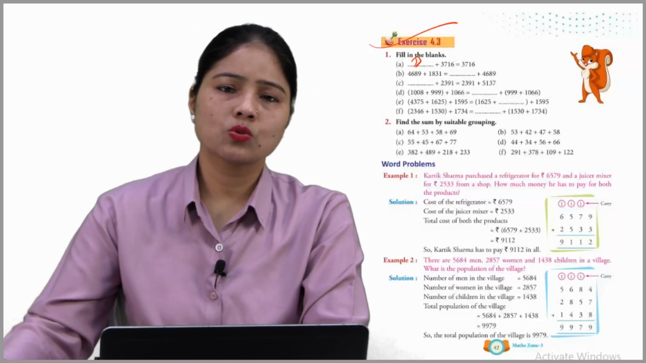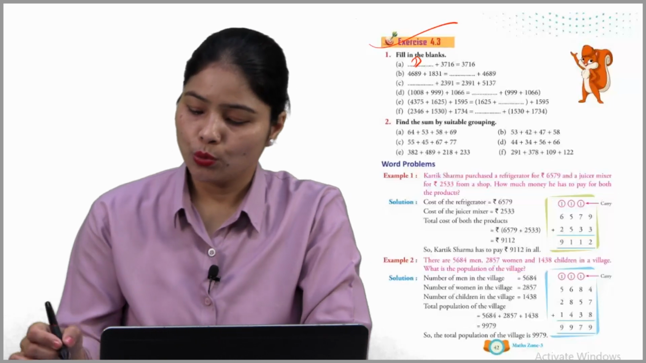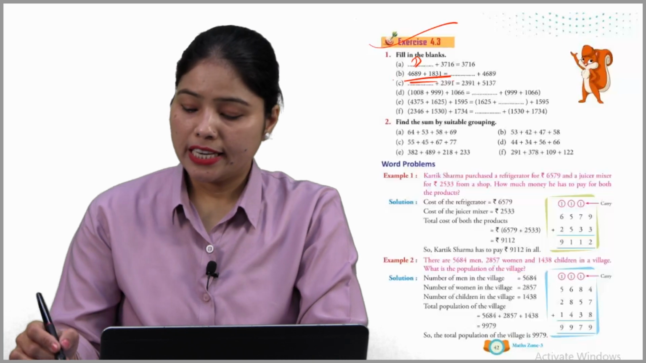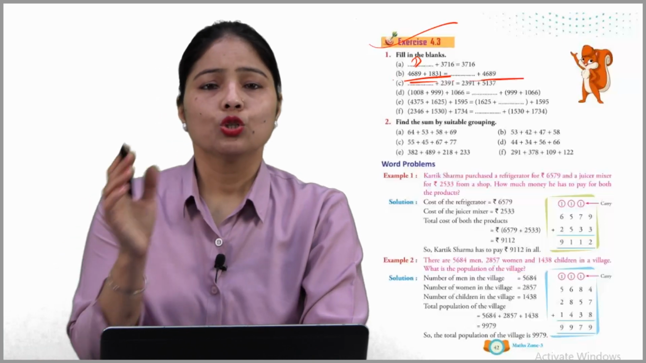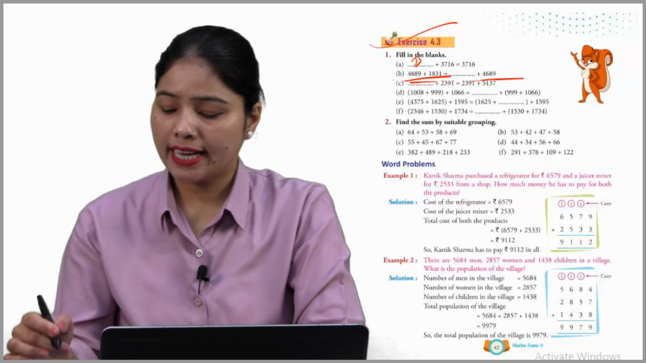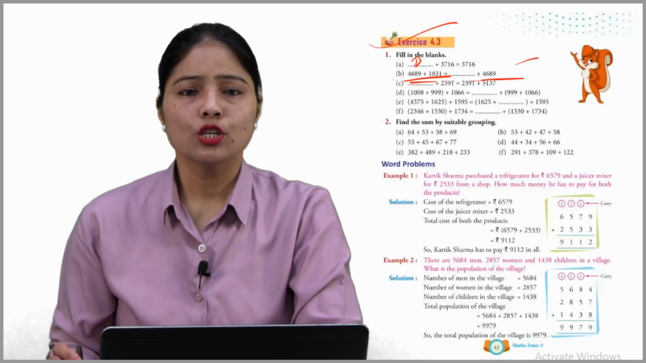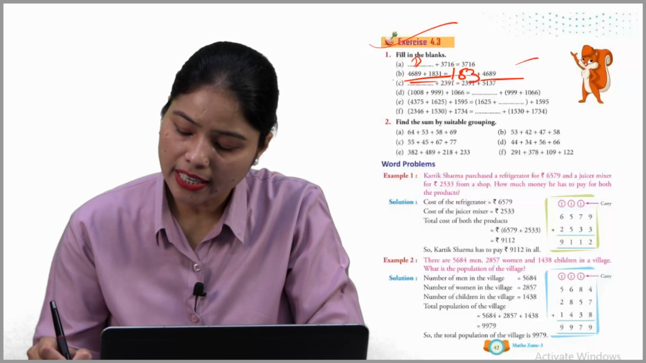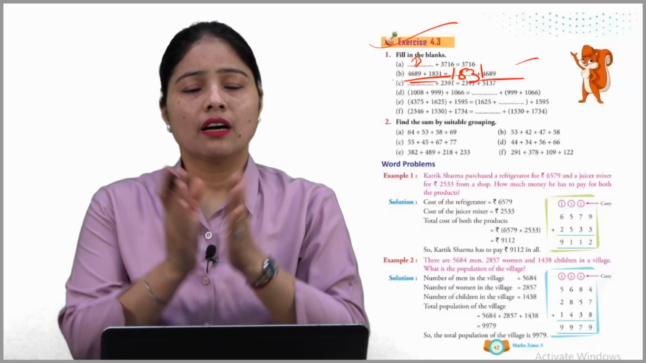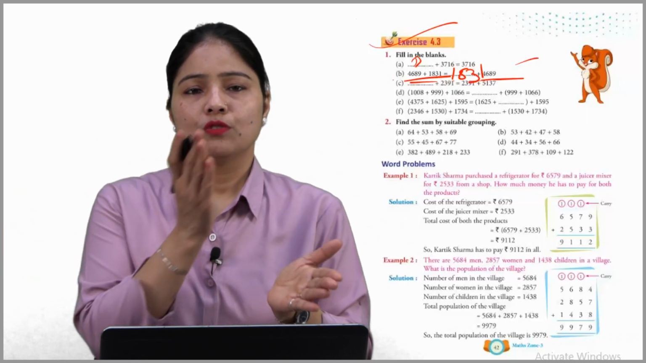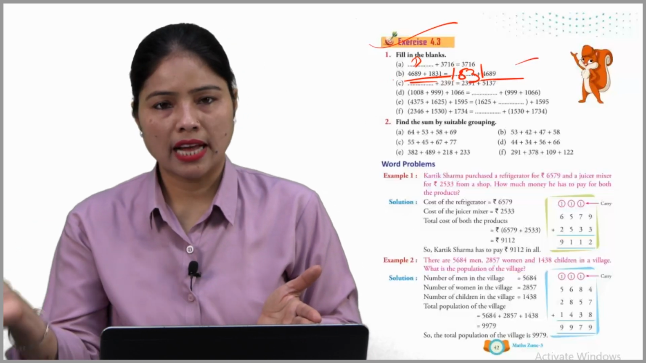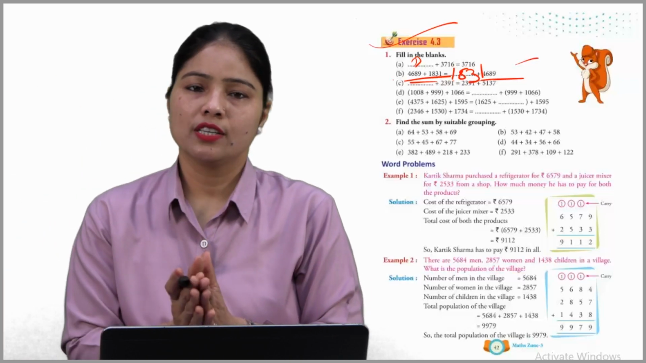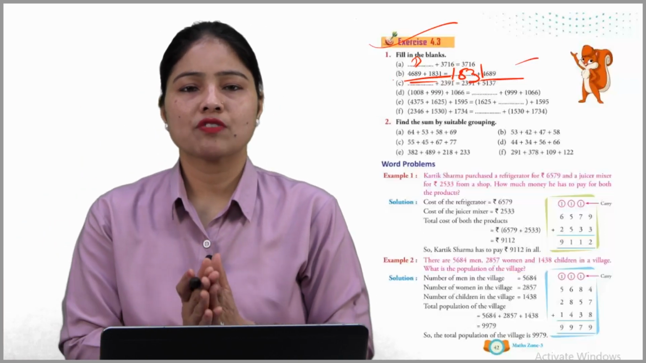Second one: 4689 plus 1831 is equal to these two numbers. 4689 is already given here. So here we have to write 1831, only then both sides will be the same. 4689 matches with the other number and 1831 is matched with the next one. Okay. So similarly you have to solve the next one on your own.